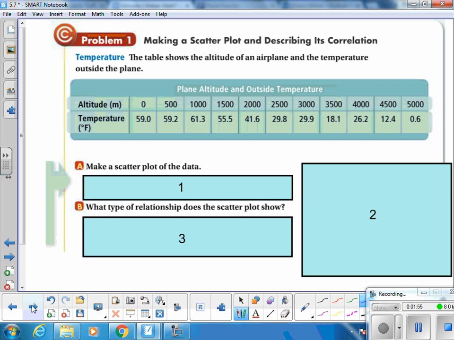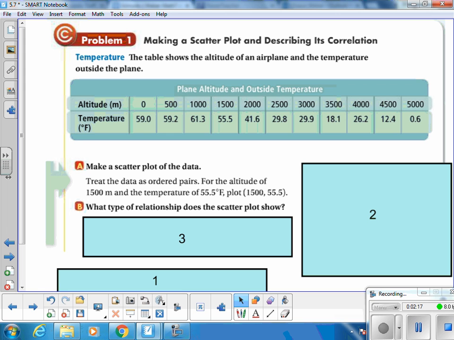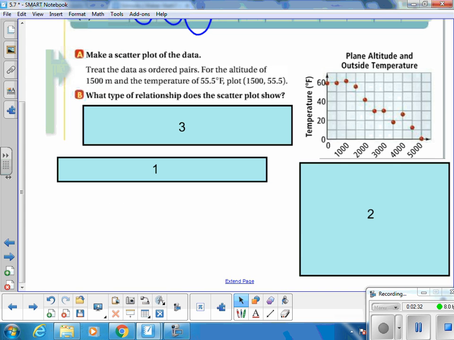Now we're going to make a scatter plot and describe its correlation, either positive, negative, or none. The table shows the altitude of an airplane and the temperature outside the plane. This relationship is not linear, but when we plot it out, it can happen. So when we make a scatter plot of the data, I'm erasing this. That's weird. There we go. We're going to treat the data as ordered pairs. So here's a point, (0, 59). Here's a point, (5, 59.2). Here's a point. So if we plot all those points, we can see our graph, and it is a bit of a scatter plot in this situation.